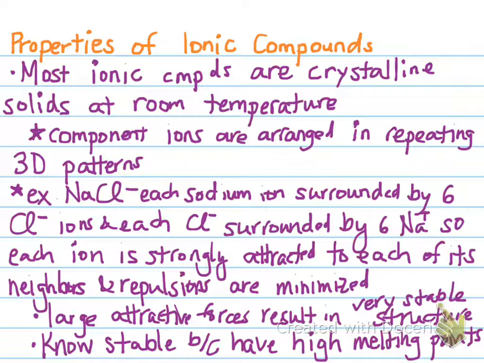Exactly the same thing is true for chloride. Chloride would have a sodium ion in front of it, a sodium ion behind it, a sodium ion to the left, a sodium ion to the right, a sodium ion above it, and a sodium ion below it. The result is you never end up with a sodium ion directly next to another sodium ion. That would cause a repulsion that would not be stable. So because these ions are attracted to each other, we have a really large attractive force and we get a very stable structure. And we know that it's stable because most ionic compounds have a really high melting point.